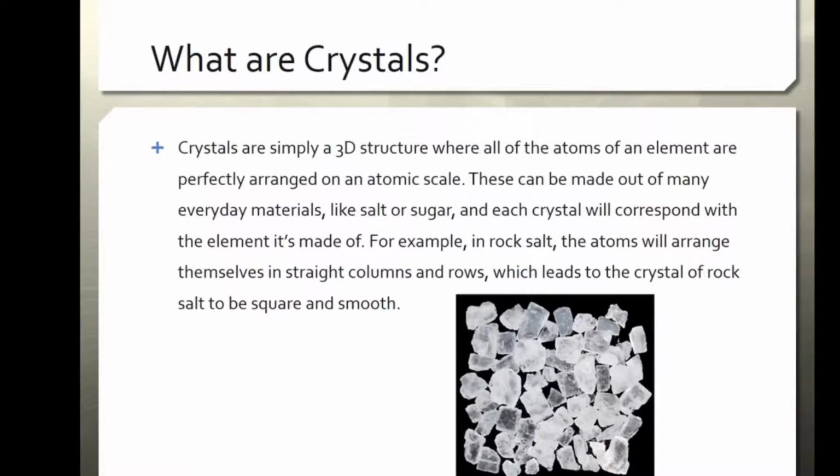What are crystals? Crystals are simply a 3D structure where all of the atoms of an element are perfectly arranged on an atomic scale. These can be made out of everyday materials like salt or sugar, and each crystal will correspond with the element it's made of. For example, in rock salt, the atoms will arrange themselves in straight columns and rows, which leads to the crystal of rock salt to be square and smooth.